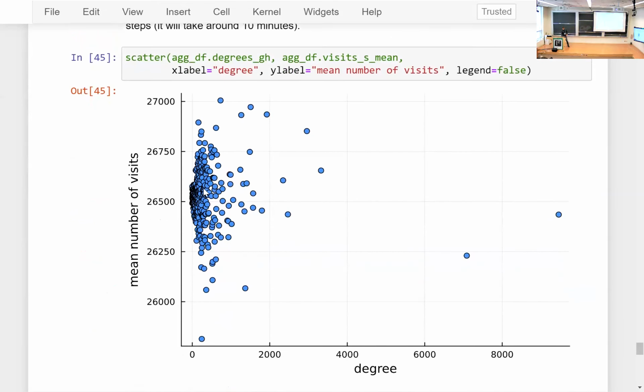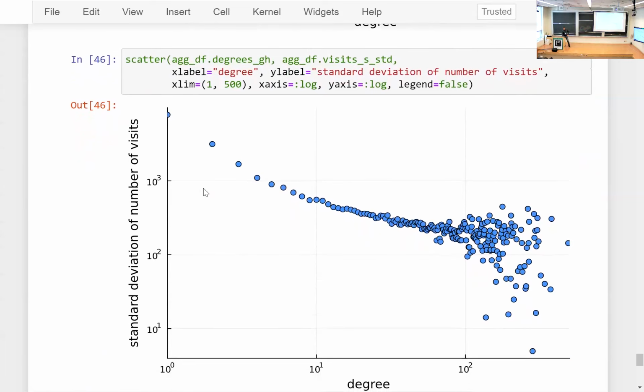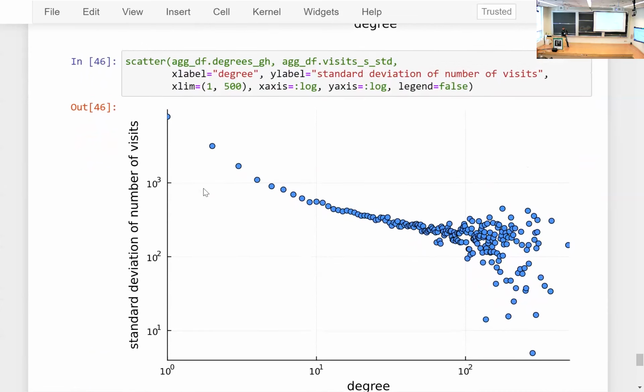So let us have a look at it. If I look at the mean number of visits by degree, indeed we can see that there is no trend here. Of course, this is very squashed on this side because we have just a few very heavy nodes, as we discussed. But the interesting thing is, if we look at the standard deviation, as promised, it goes down as the degree increases.